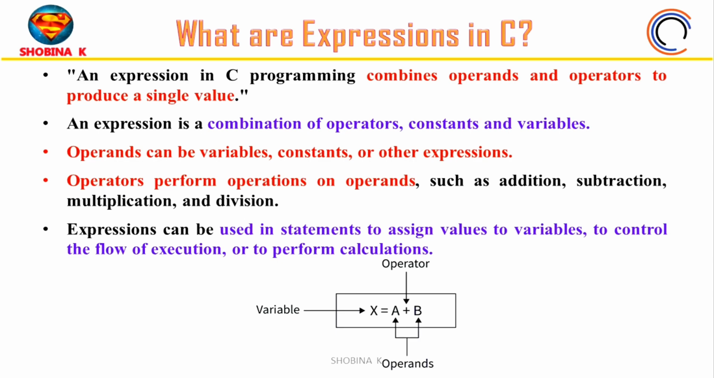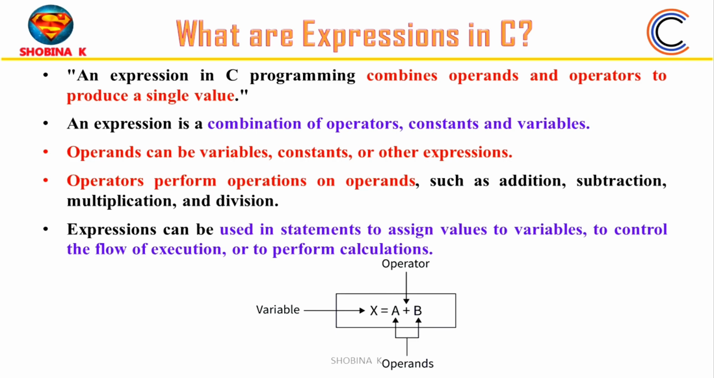An expression in C programming combines operands and operators to produce a single value. It is a mix of operators, constants and variables. Operands in expressions can take the form of variables, constants or even other expressions. Operators perform actions like addition, subtraction, multiplication and division on operands. Expressions are used in statements to assign values to variables, control program flow, or perform calculations.